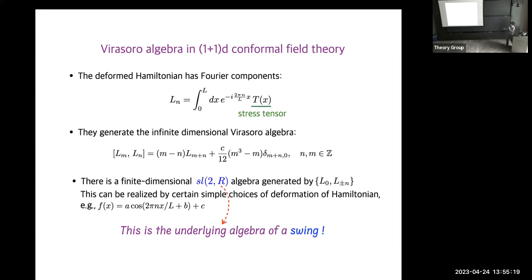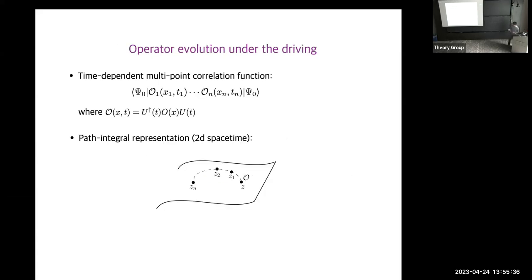Once we do this, now we have the SL2R algebra. It has the same algebra as the swing, right? Then we expect that there can be two different phases in this driving problem. Okay, so how do we study this problem?